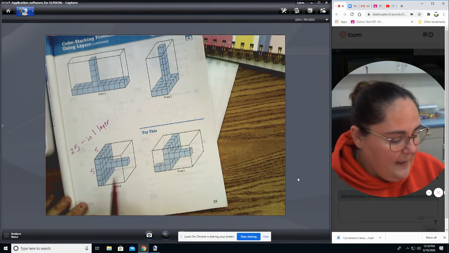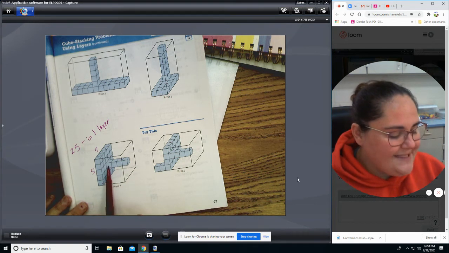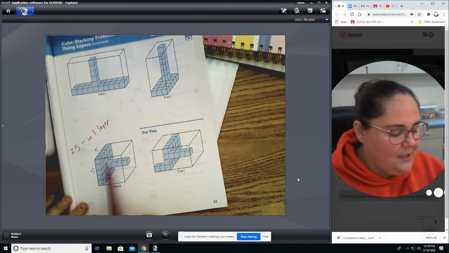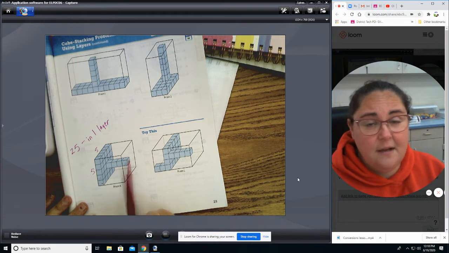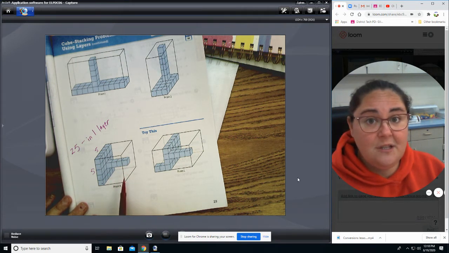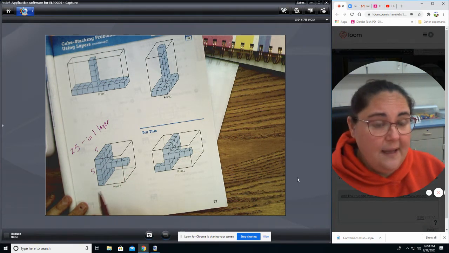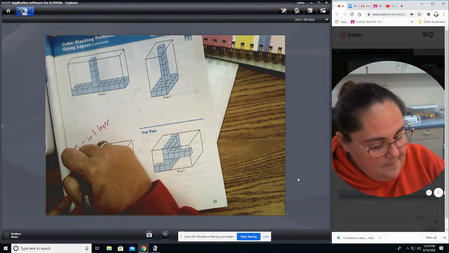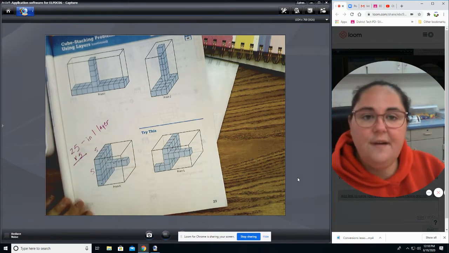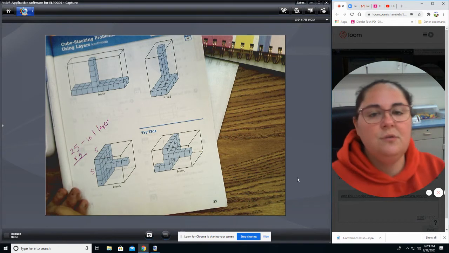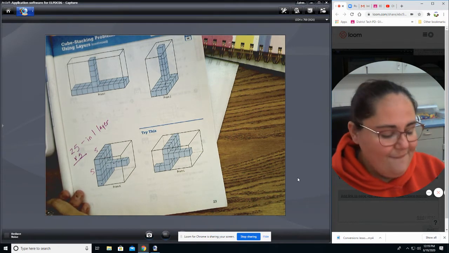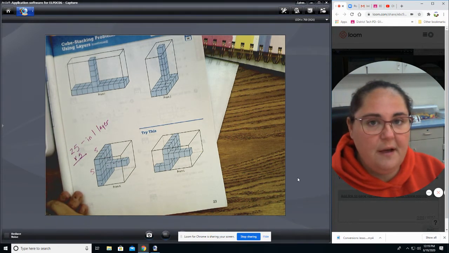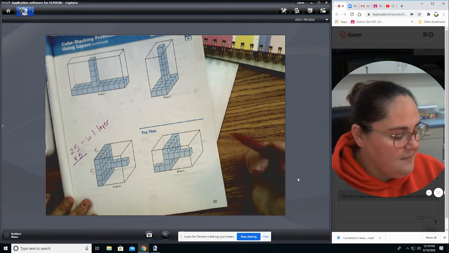And now I'm going to find my height. This little piece is technically in the middle of the cube, so it doesn't look like it's touching the top, but it is. So now we need to count our layers. Layer 1, layer 2, layer 3, layer 4, layer 5. To find your answer, you are going to multiply 5 times 25.